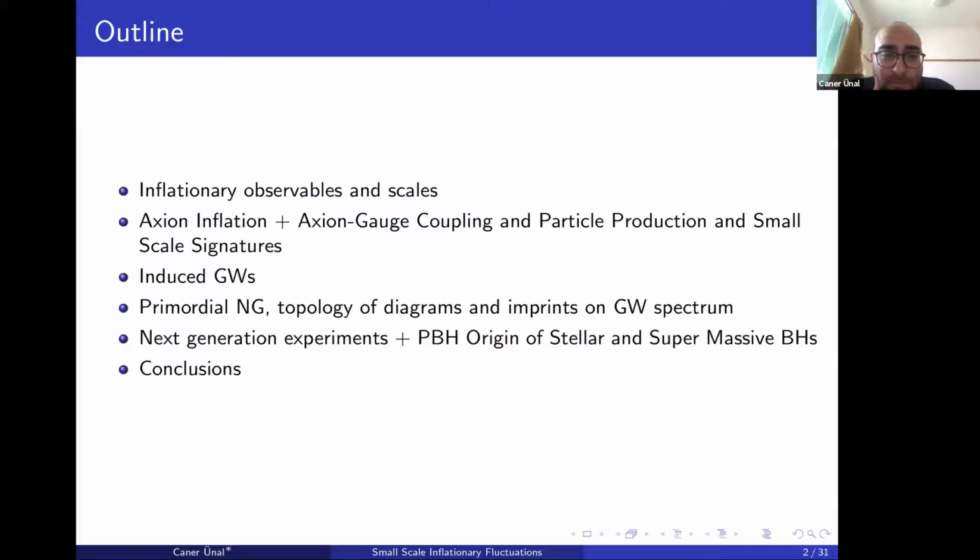Then I'll touch a little bit on these induced gravitational waves that could be probed by the current and forthcoming gravitational wave experiments, and how this could help us probe high energy physics. And then I'll end with some of these future experiments and how they could help us understand the small scales of inflation, which have not really been probed in depth until now. You can stop me at any point to ask, so please feel free.